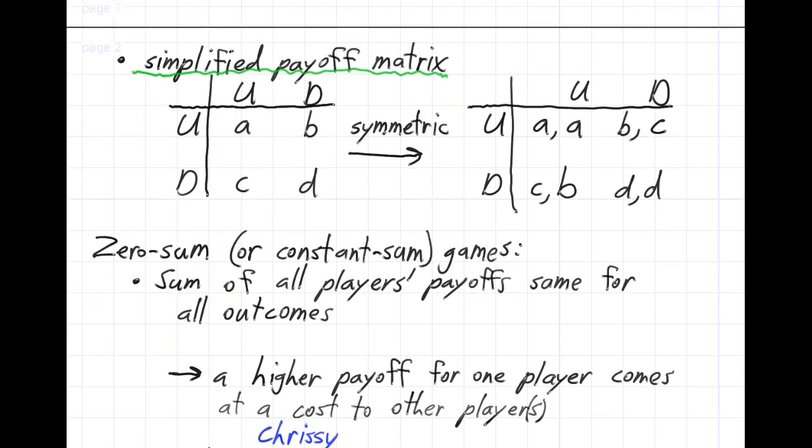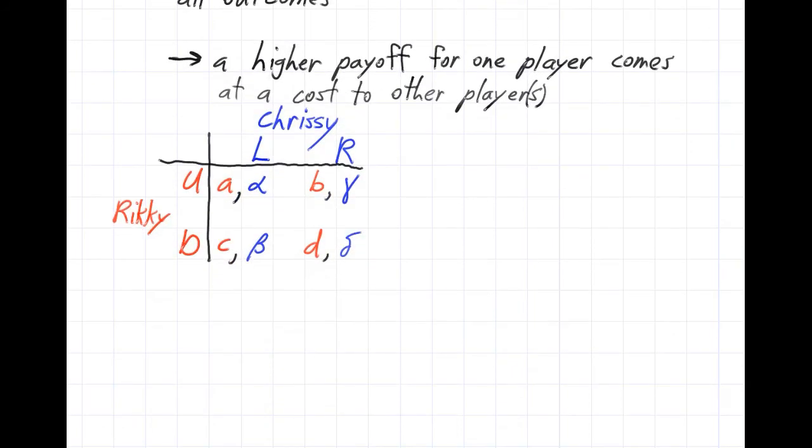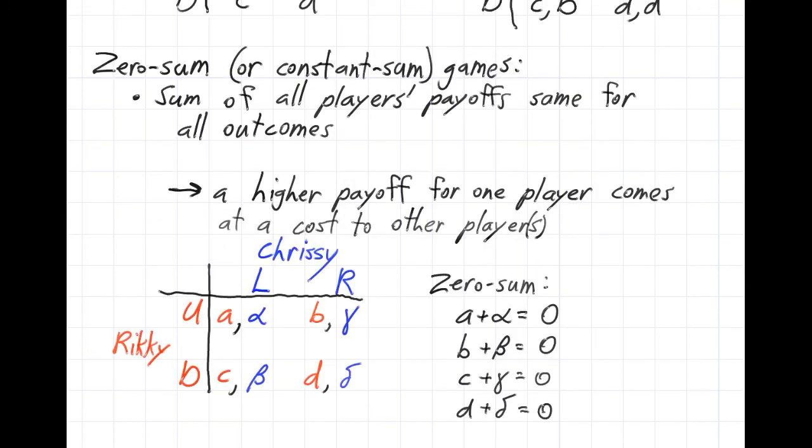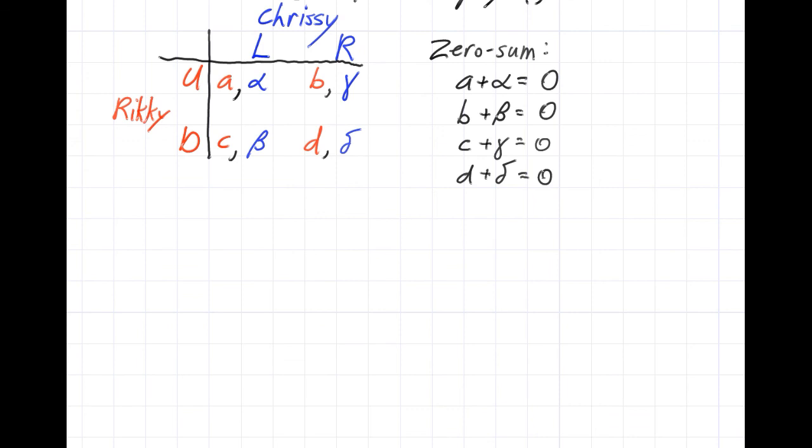So let's look at our general payoff matrix again. Here it is. In this case, what we're saying is that the sum of these values has to be equal to 0 in a zero-sum game, and the sum of these has to be 0, 0, and 0. So A plus alpha is 0, and so are the others. And that's the definition of a zero-sum game. The term zero-sum or constant sum will come up occasionally in the course, so you should remember what those are. Again, we can write a simplified payoff matrix.